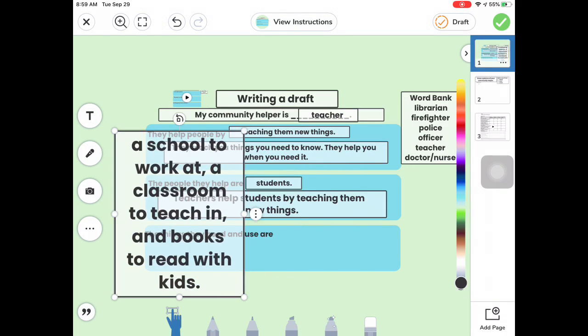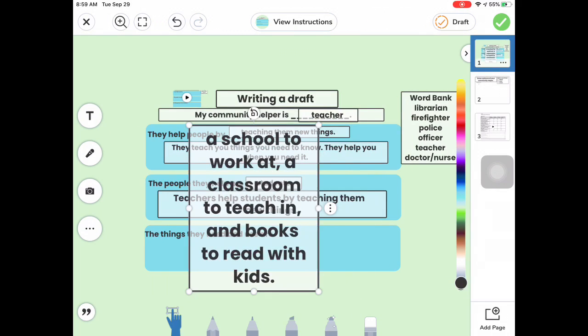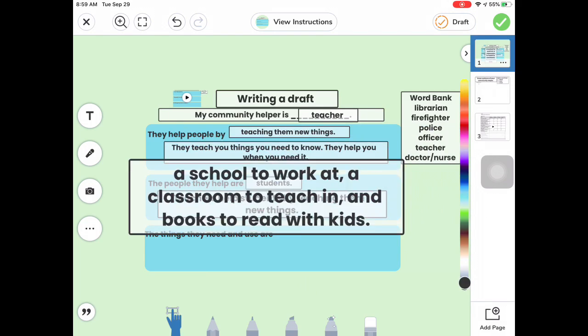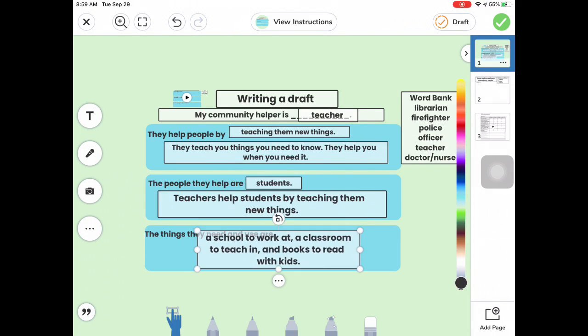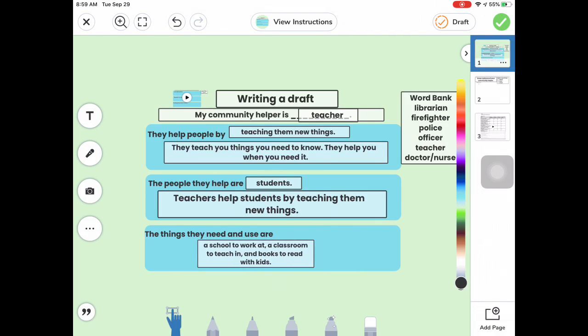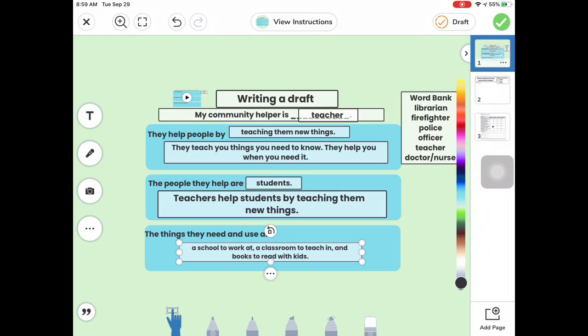All right, now did you notice how I didn't just write one little word? I also had to write why. Why do they use those things? So I didn't just write that they work at a school, or that they have a school. I wrote that they have a school to work at. They have a classroom to teach in, and they have books that they read.